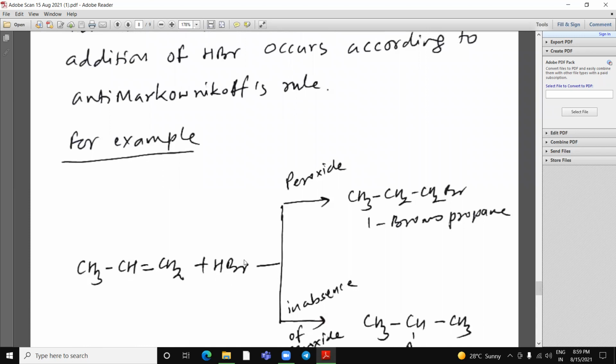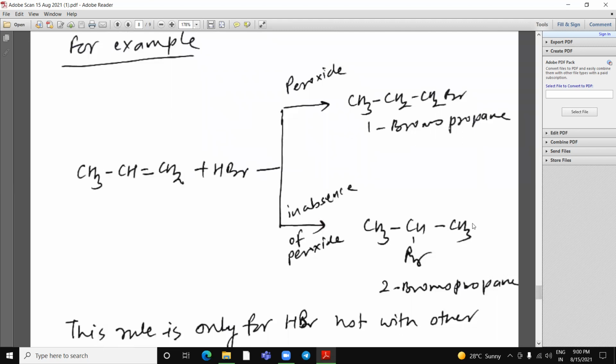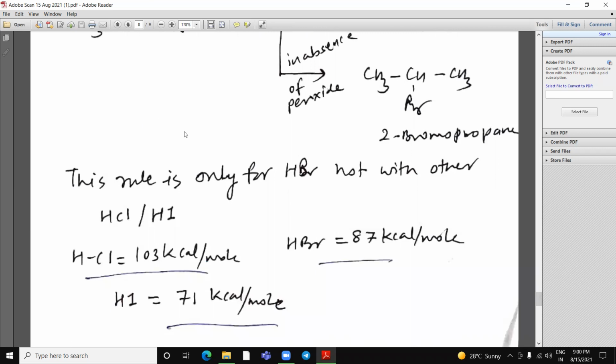See this HBr. HBr can be added in again two ways. When this reaction occurs in presence of peroxide, we will get 1-bromopropane product. In absence of peroxide, we will get the 2-bromopropane. This is called Markovnikov rule, and this is called anti-Markovnikov rule. This rule is only for HBr, not with HCl and HF.